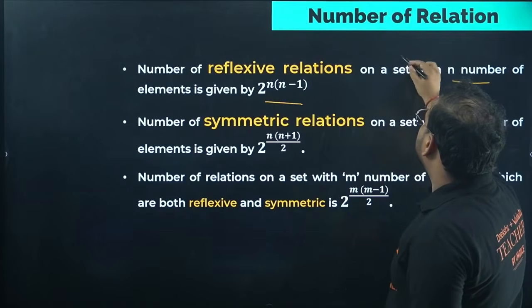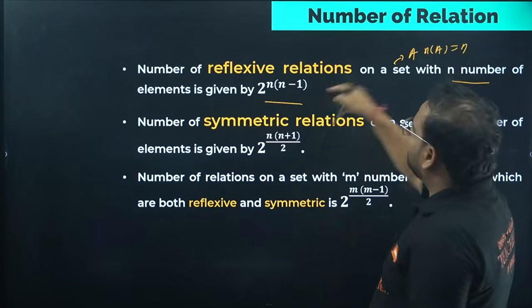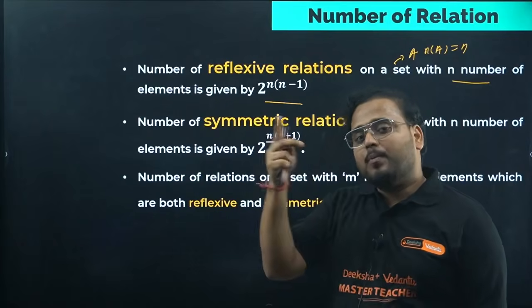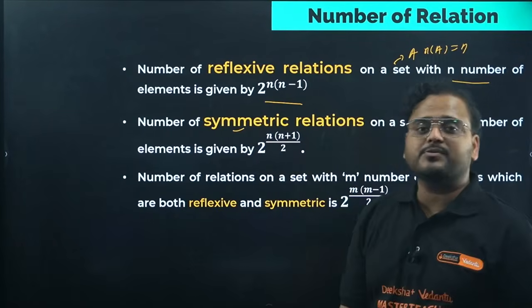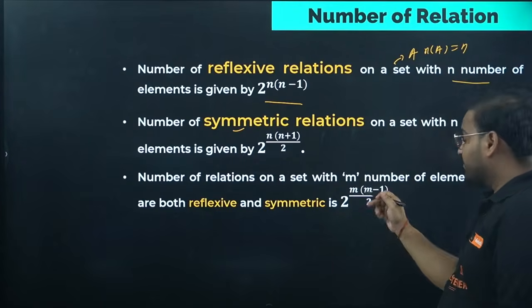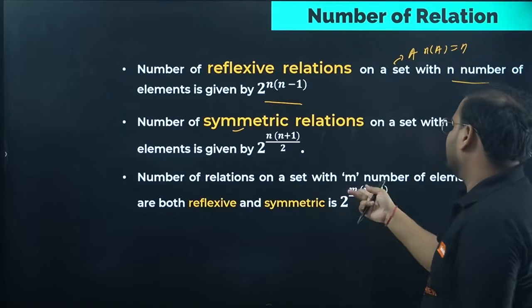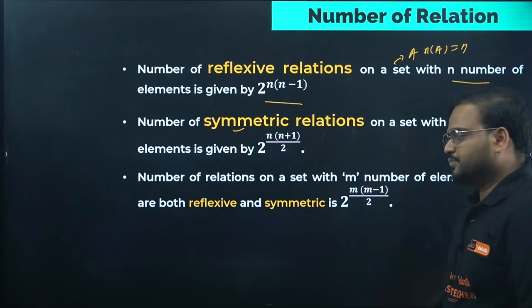Okay, this set's cardinality, let's say this set is A, right? Then n of A equals n, and the answer is given, for reflexive, by 2 power n times of n minus 1. For symmetric we have 2 power n times of n plus 1 by 2, and for transitive again we have 2 power m times of m minus 1 by 2. This is taken as m over here. If you take n, it will become n times of n minus 1 by 2.